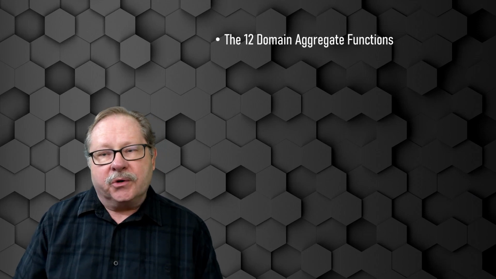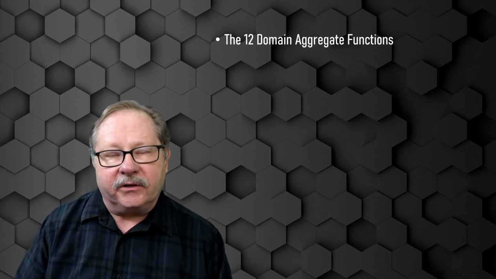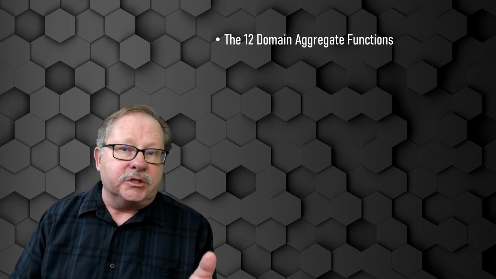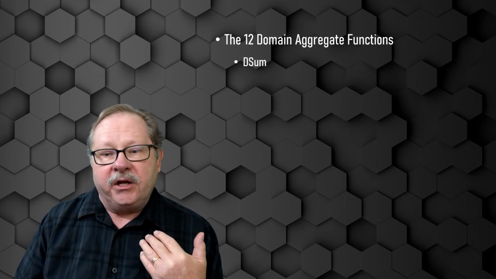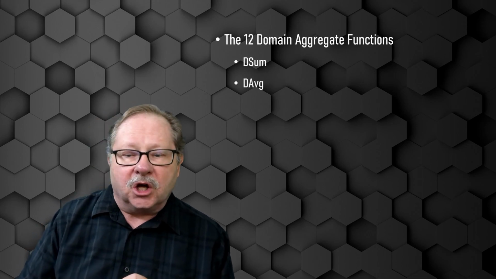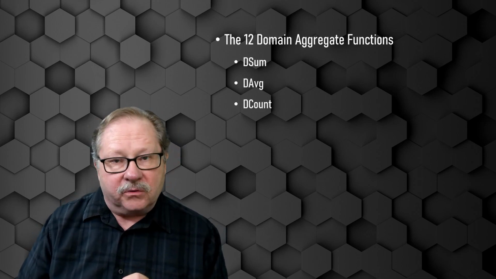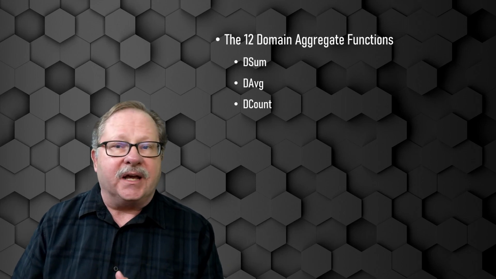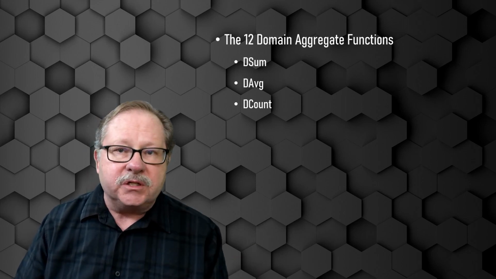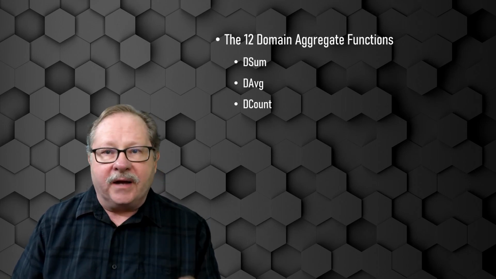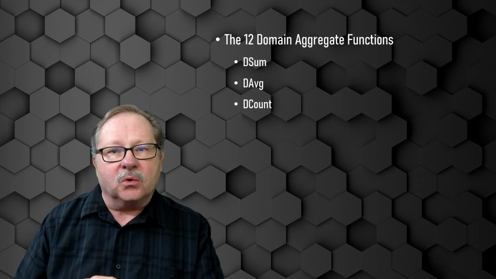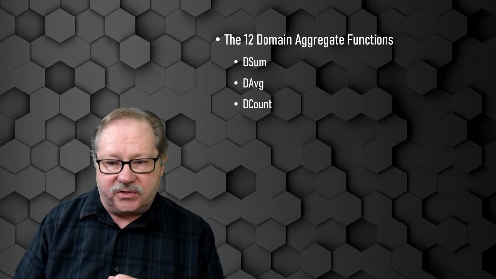Okay, so there are 12 domain aggregate functions. Some are more useful than others. Some I've had more experience with than others. Here they are. DSum is probably the most used one, possibly along with average and count. Now, sum and average and count work exactly the way you think they do. If you've used count in your totals queries or average in your totals queries, they work the same way, except they just do it over the total data set instead of the group that you set up.